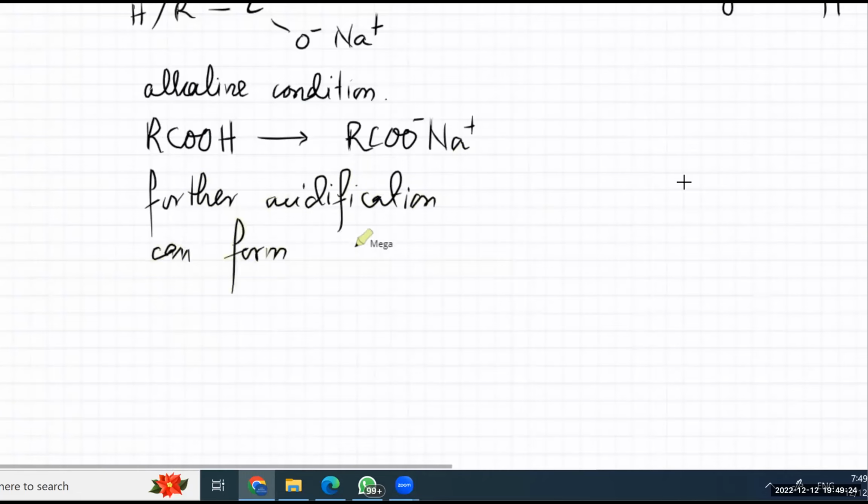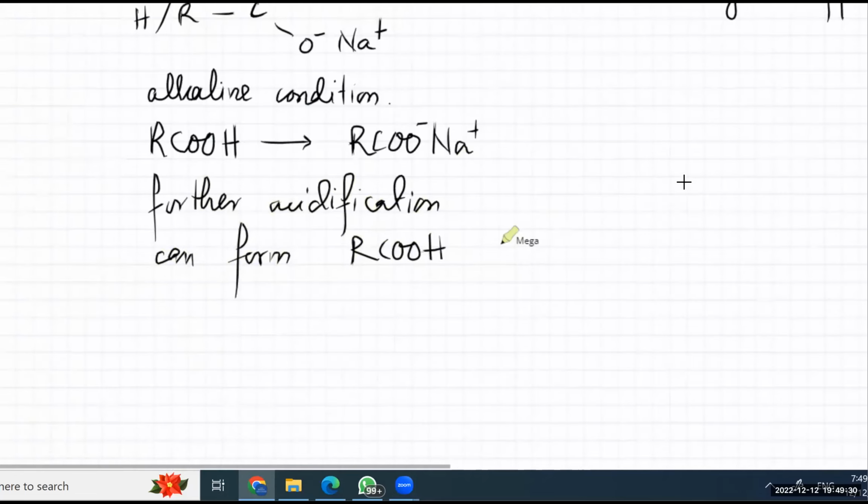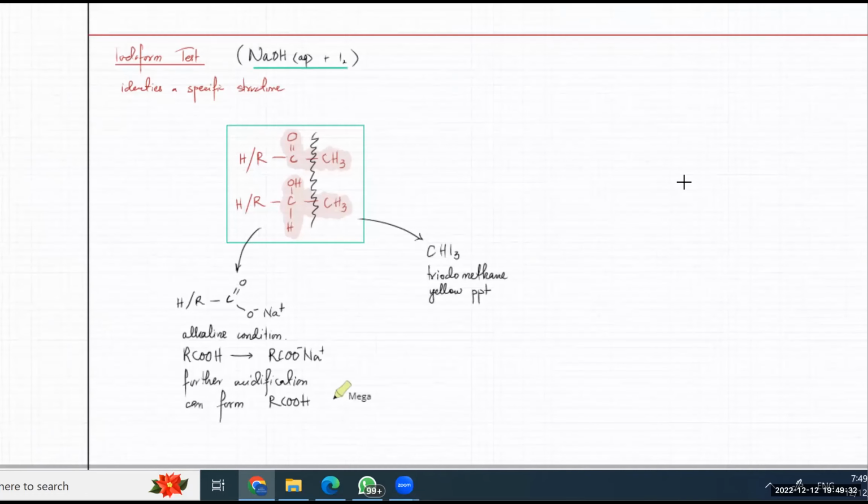So that the excess alkali reacts, CHI3 can form. Otherwise, your carboxylic acid will end up reacting with it. So that's known as your iodoform test.